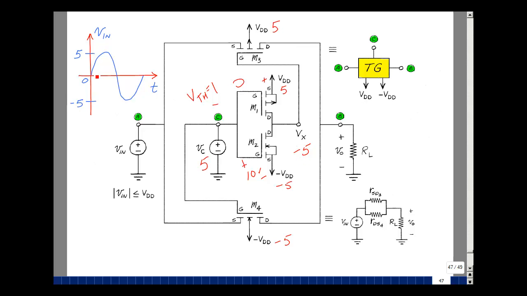Suppose that my input signal is just slightly positive, so I'm right over here, say. What's going to happen? Let's figure out the gate to source and source to gate voltages. So what's the gate source voltage here? Well, it's 5 volts, and then minus the input, which is roughly about 0, about 5 volts here. Over here, the source is equal to roughly 0, and the gate is hooked up to minus 5. So 0 minus a minus 5 is about 5. The gate to source and the source to gate are both the same value.